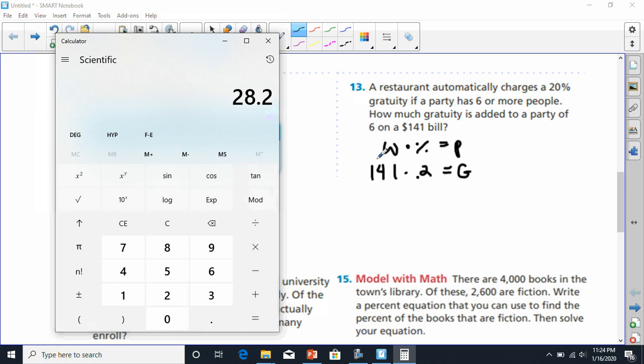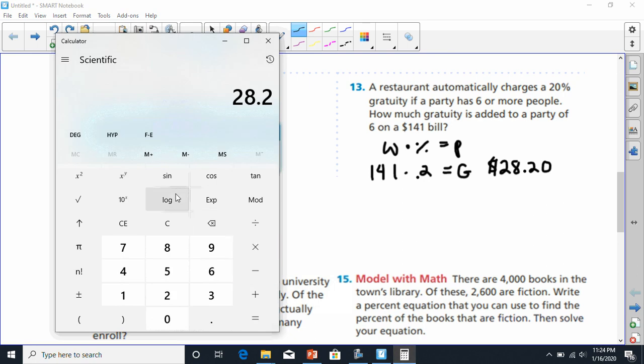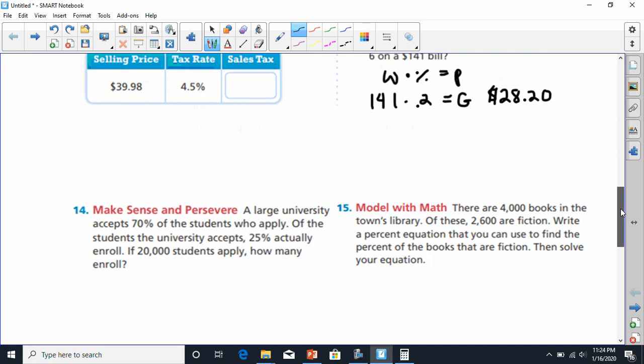And that's going to equal 28.20. So our gratuity for a $141 bill is going to be $28.20. All right. Let's move on to number 15.